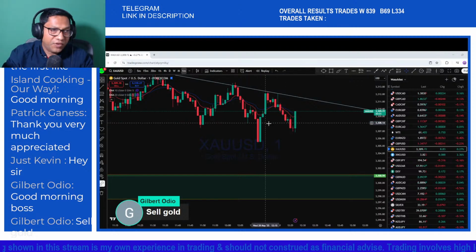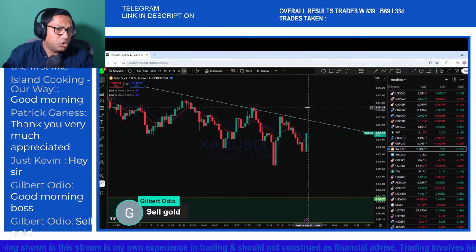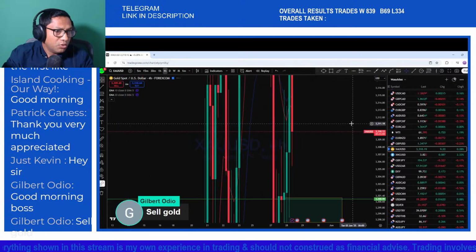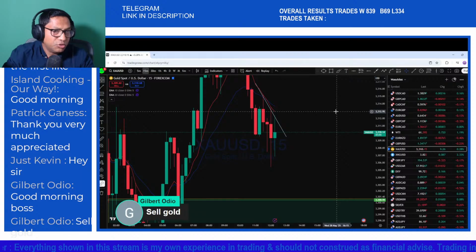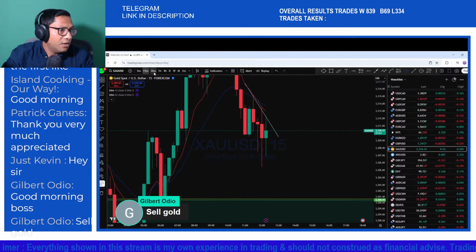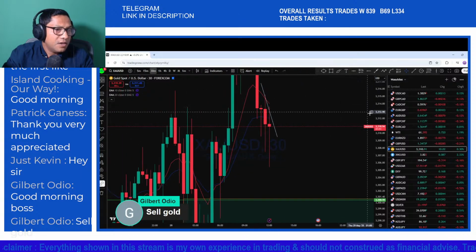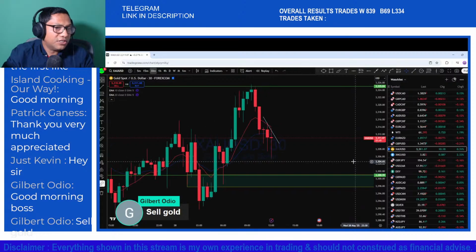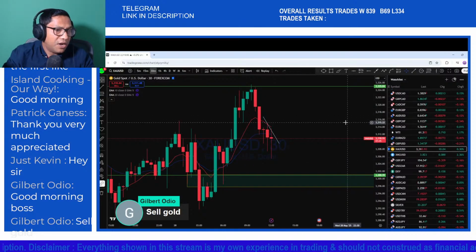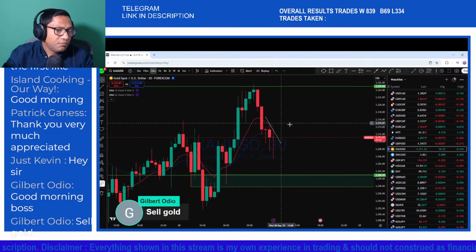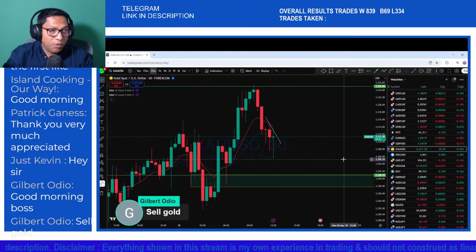Here is the push back up again, which I was expecting. If you look at the 15 minutes, the market is pushing back up again. Looking at the 30 minutes here, this is what I was looking to see: 30 minutes price action to have a deeper liquidity grab before it potentially drops back down.